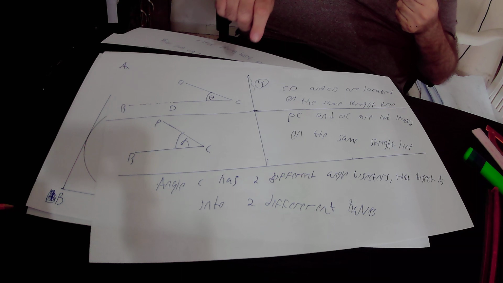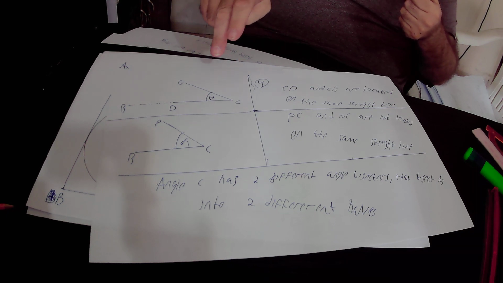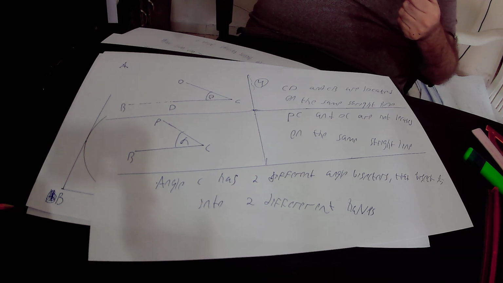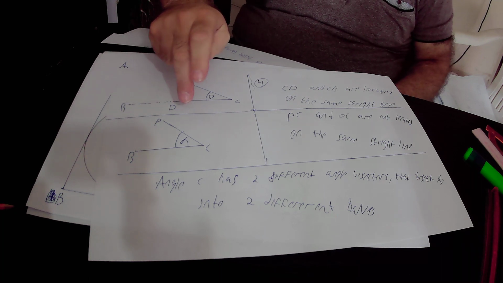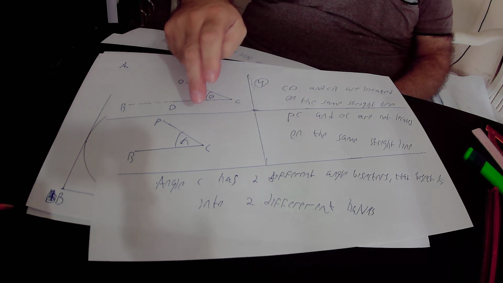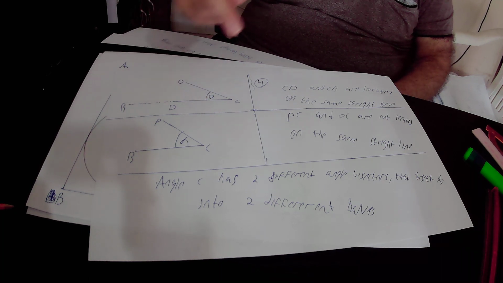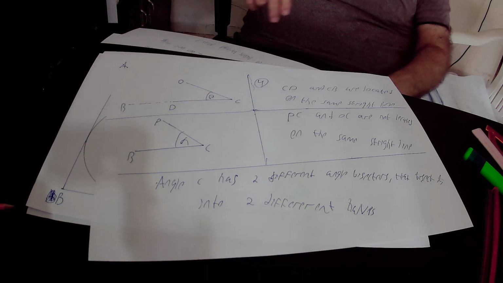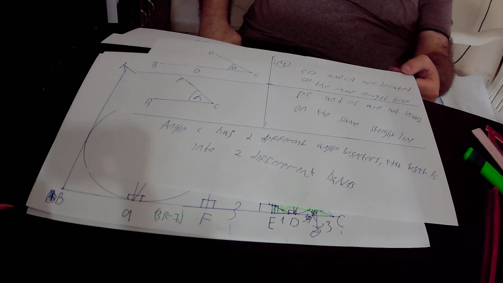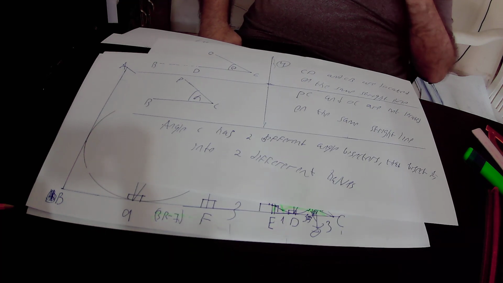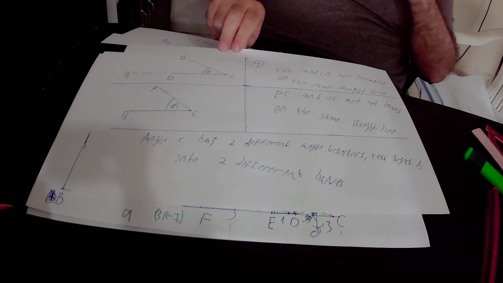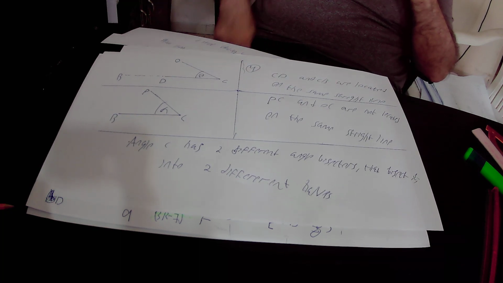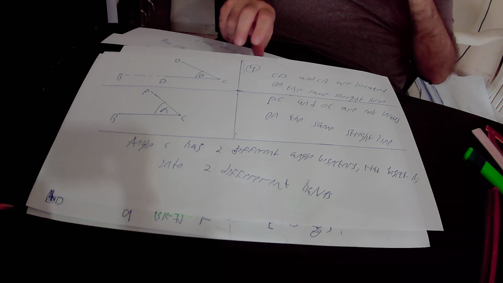That is to say, if angle DCO equals theta, then angle PCB must be another angle, alpha, and alpha doesn't equal theta. Okay? So actually, we found out that angle C has two different angle bisectors that bisect it into two different halves.